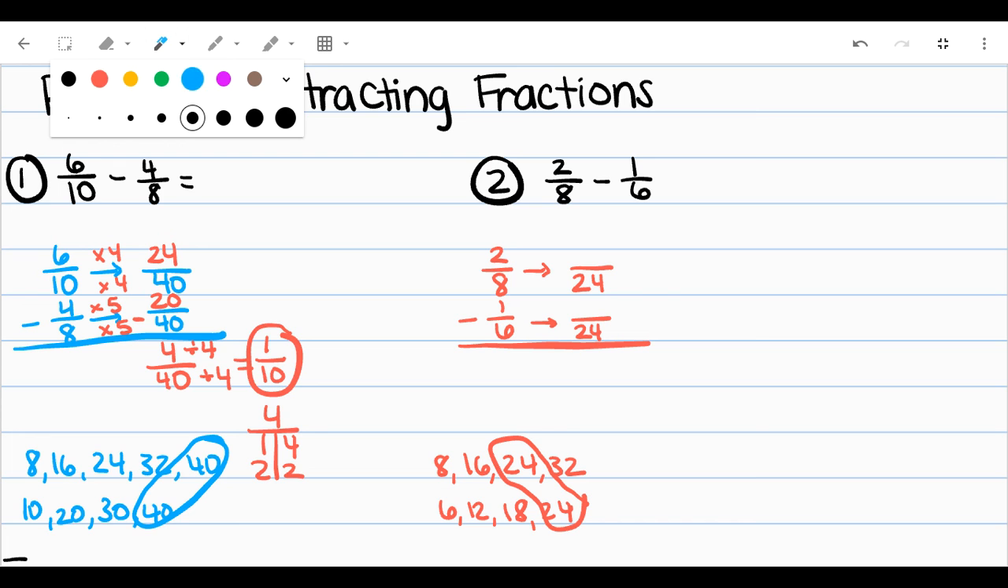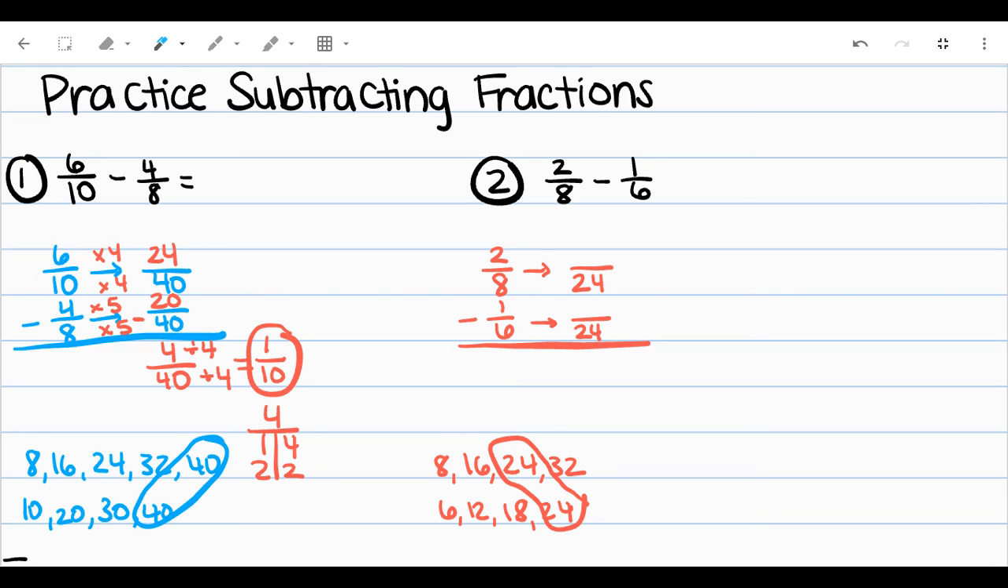So if I make 24 the new denominator, I now have to make my equivalent fractions. So to go from 8 to 24, I multiply by 3. So I have to do 2 times 3 to get my new numerator, and 2 times 3 is 6. Now I look at my second fraction. I went from 6 to 24, so I multiplied by 4. Now I multiply the numerator by 4, and 1 times 4 is 4. If I'm subtracting 6 24ths minus 4 24ths, I'm going to keep my denominator the same, the 24, and then I'm just going to subtract my numerators. 6 minus 4, which equals 2.